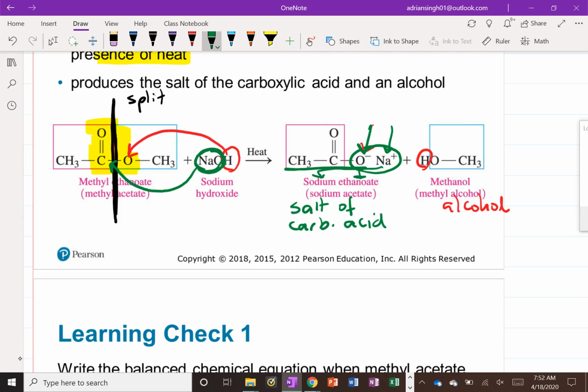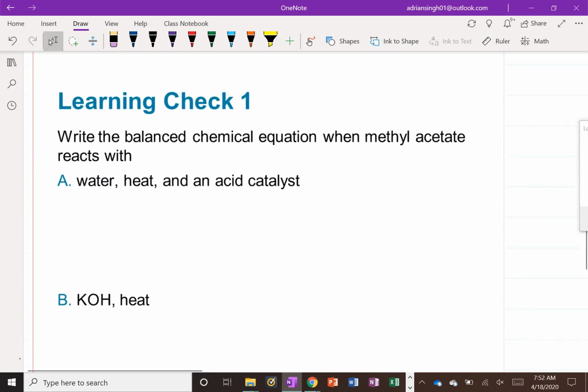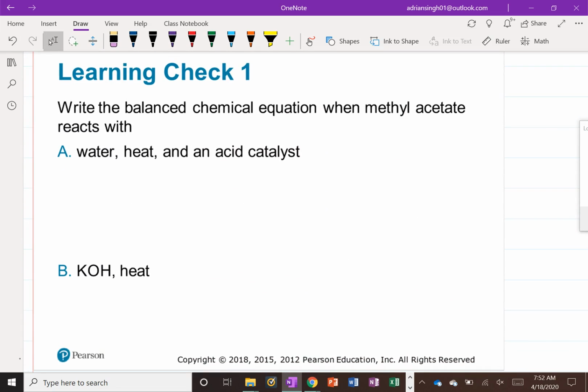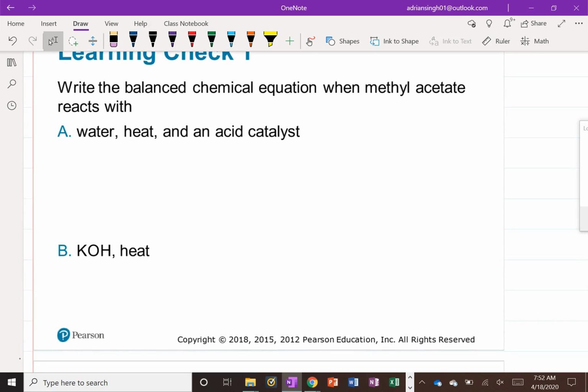So let's take a look at a couple examples here to reinforce that concept of the acid hydrolysis and the basic hydrolysis. You want to first of all be able to know those conditions that tell you whether something is undergoing acidic hydrolysis or basic hydrolysis.